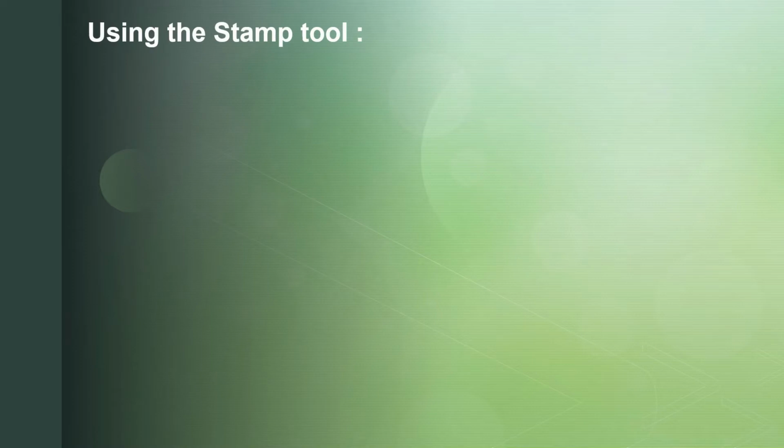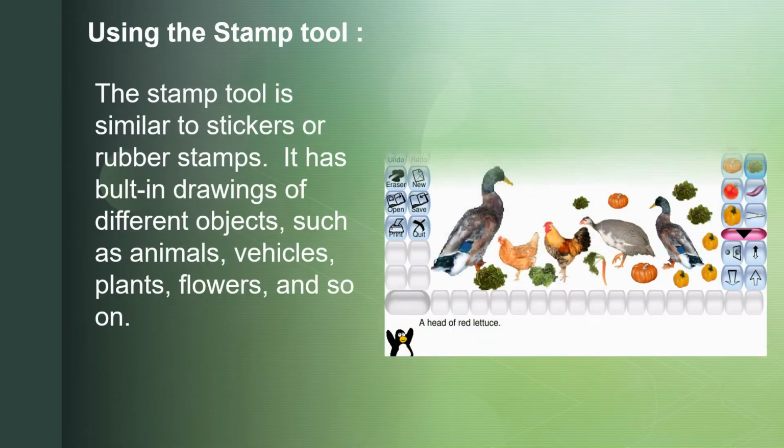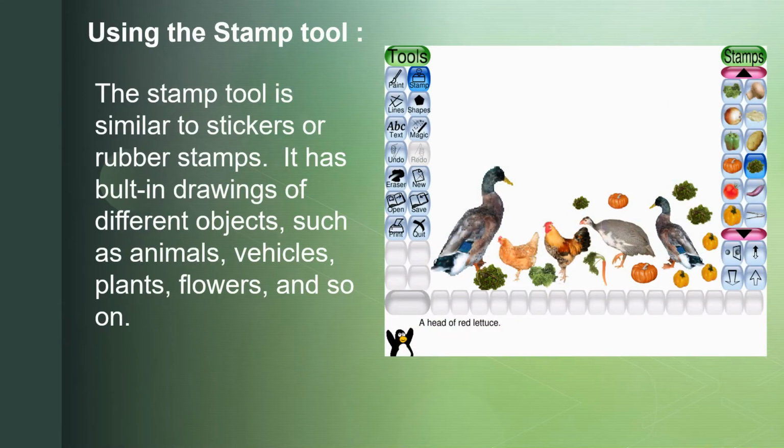Using the stamp tool. The stamp tool is similar to a sticker or rubber stamp. It has built-in drawings of different objects such as animals, vehicles, plants, flowers, and so on. You can see on the screen the picture of the Tux Paint window and stamp tool. In that, different pictures are there. You can use them as a stamp tool.